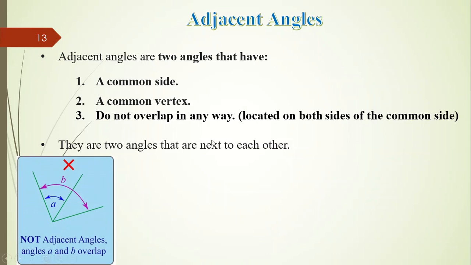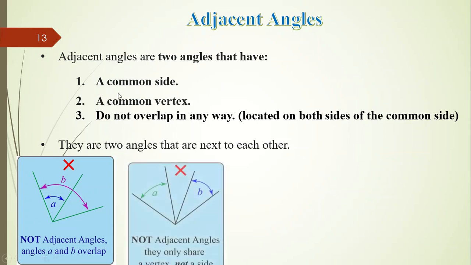In the first example, here we have two angles, A and B. As we can see, B is overlapping, okay? Here the common side is this side. The two angles are not located on both sides of the common side. So here we have overlapping. So these two angles are not adjacent angles since A and B overlap.